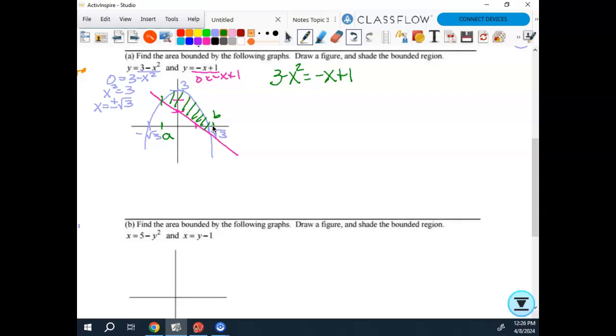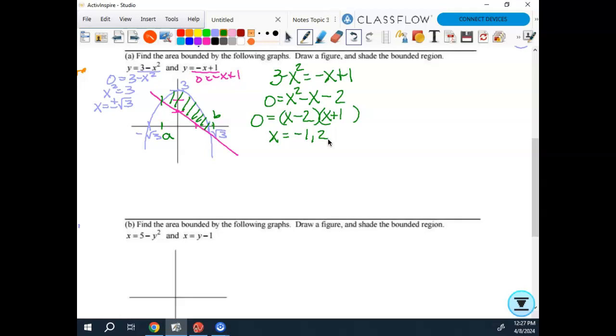So this is a quadratic. I'd like my x squared to be positive, so I'm going to move everything to the right. I get 0 equals x squared minus x minus 2, right? Can you factor that? X and x. What are my two numbers? Negative 2 and 1. That means my x values are actually negative 1 and 2.